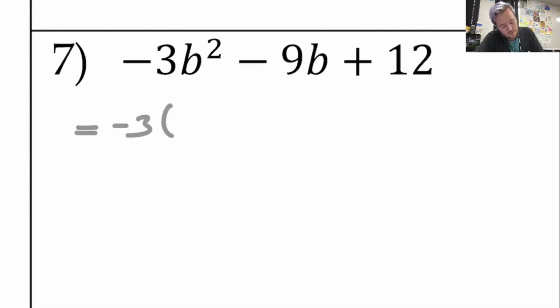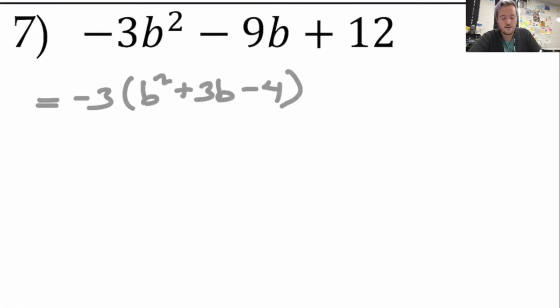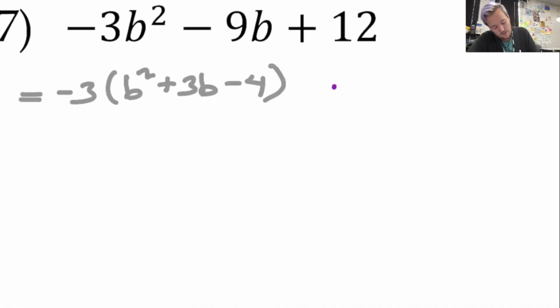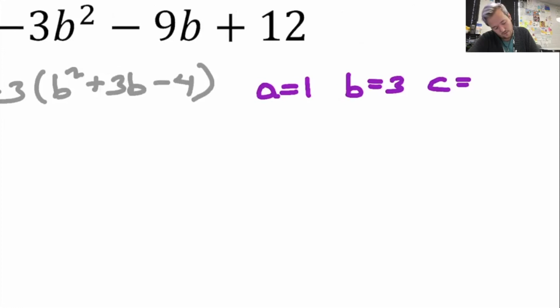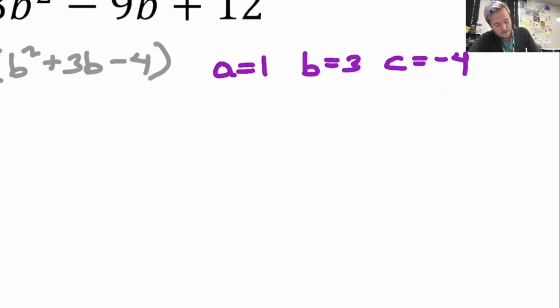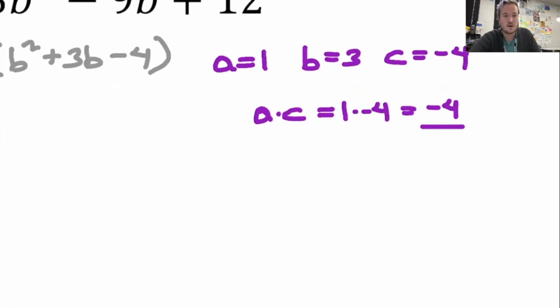Take out a negative 3. There we go. So you're going to have b squared plus 3b minus 4. All right, so now we can do our a, b, and c values. I have an a value of 1, a b value of 3, and a c value of negative 4. So a times c is going to be 1 times negative 4, which gives you negative 4. We want to find the factors of negative 4 that add to positive 3.